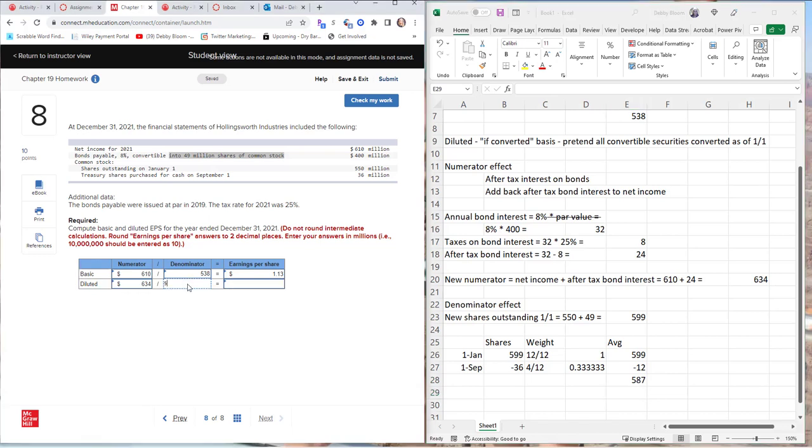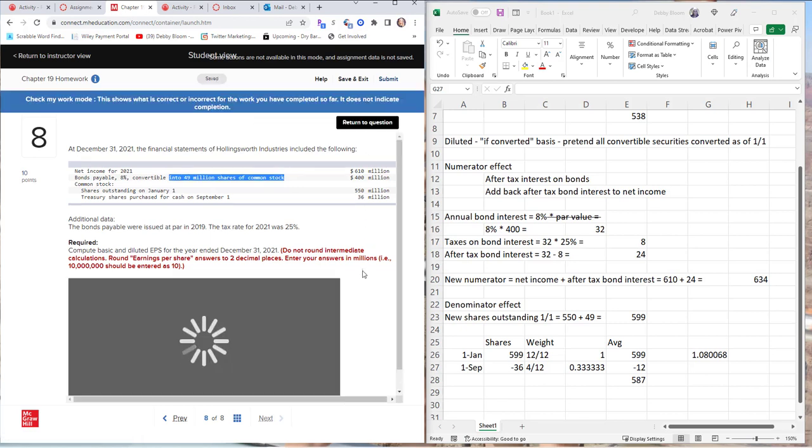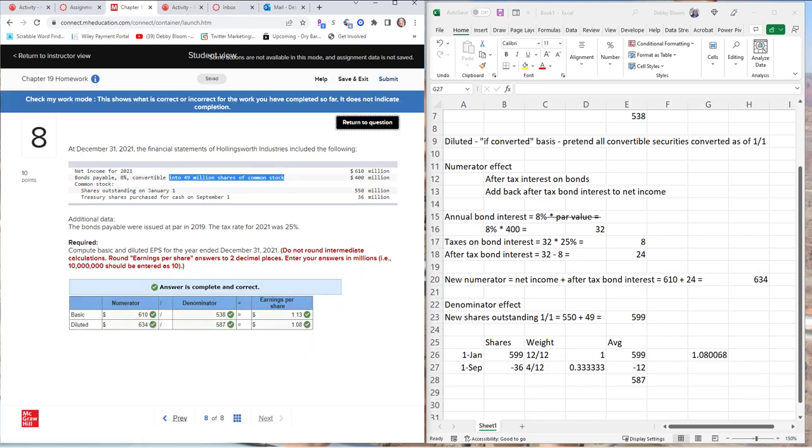587 million shares. Now to calculate my new earnings per share, I'm going to take 634 million and divide by 587 million, and I'm going to get $1.08. And I like seeing those green check marks.